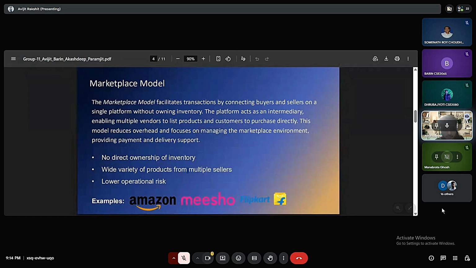So here is the topic about the marketplace model. The marketplace model facilitates transactions by connecting buyers and sellers on a single platform without owning the inventory. The platform acts as an intermediary, enabling multiple vendors to list products and customers to purchase directly. This model reduces overhead and focuses on managing the marketplace environment, providing payment and delivery support. Key features include no direct ownership of inventory, a wide variety of products from multiple sellers, and lower operational risk. For example, Amazon, Meesho, Flipkart.